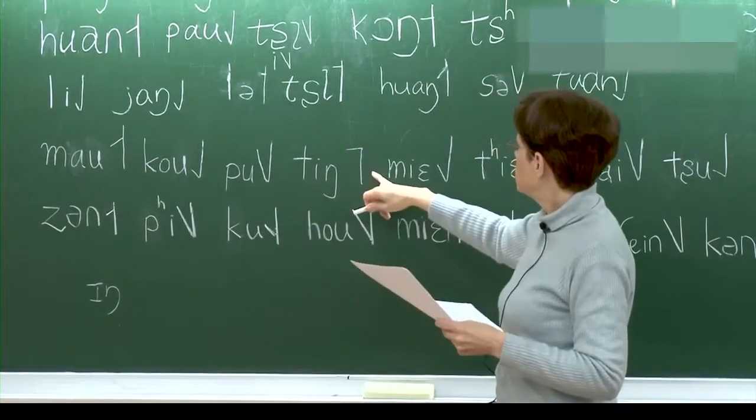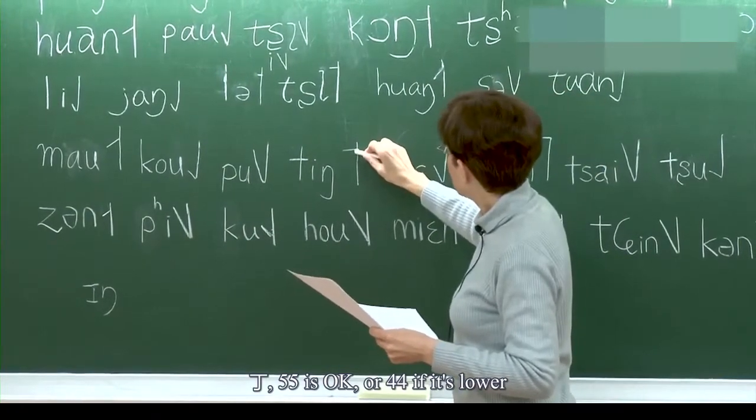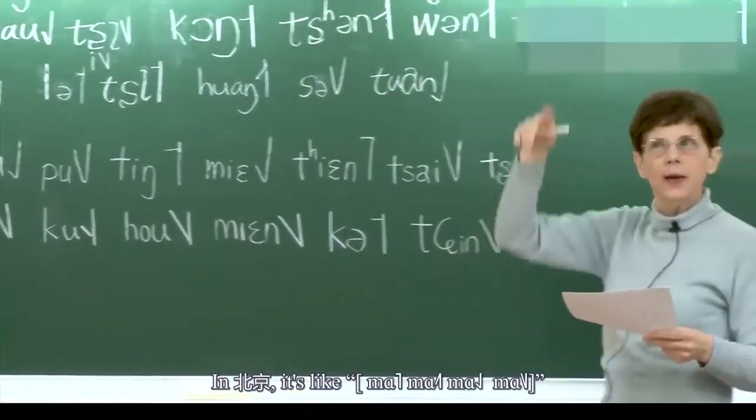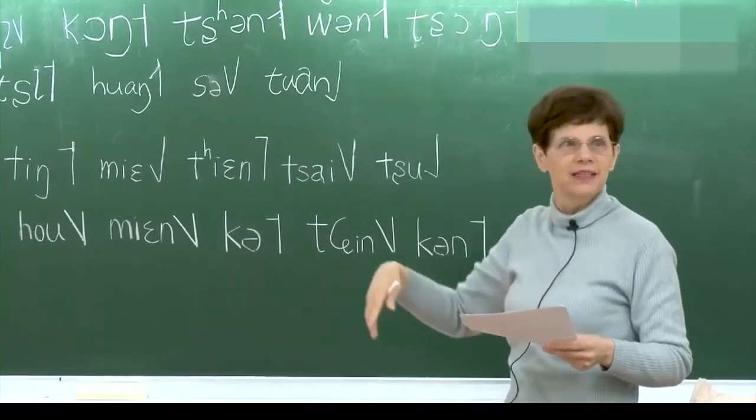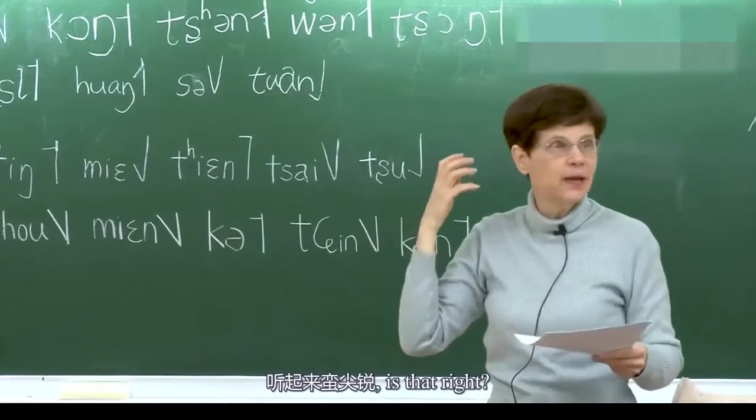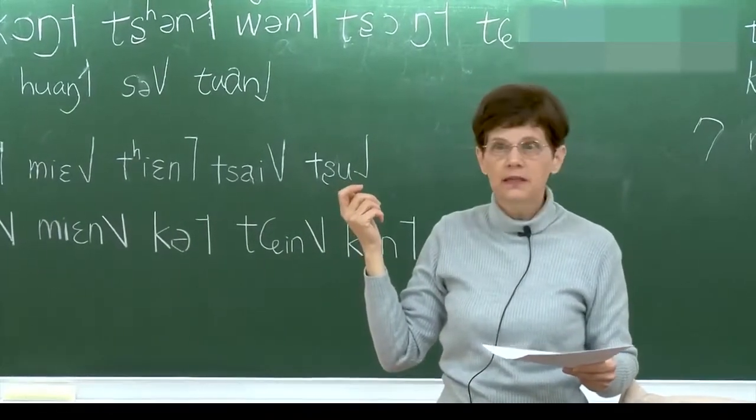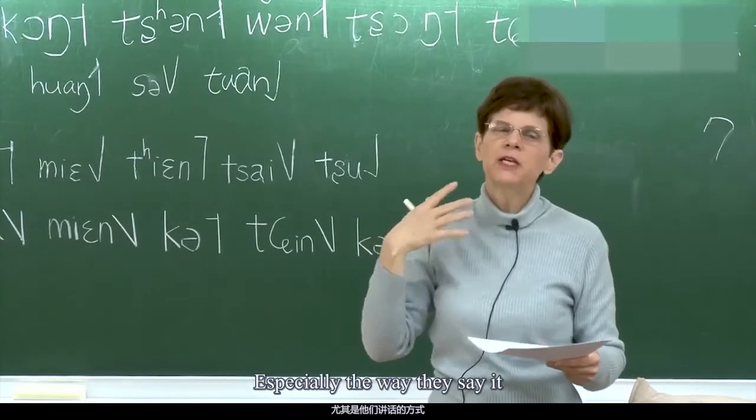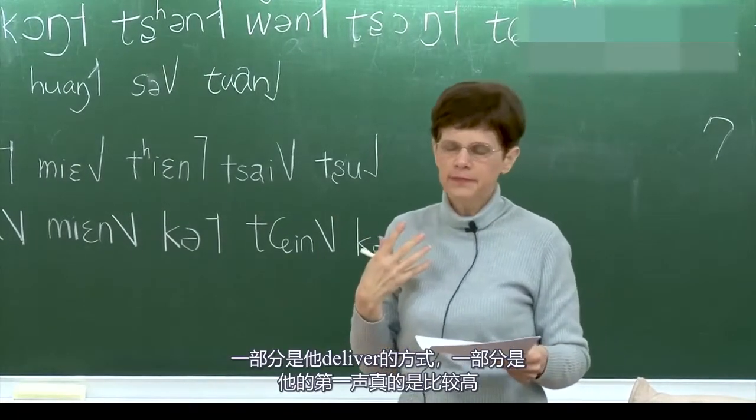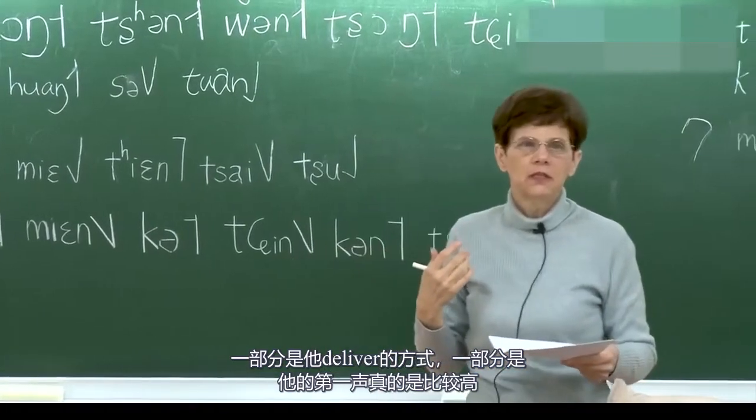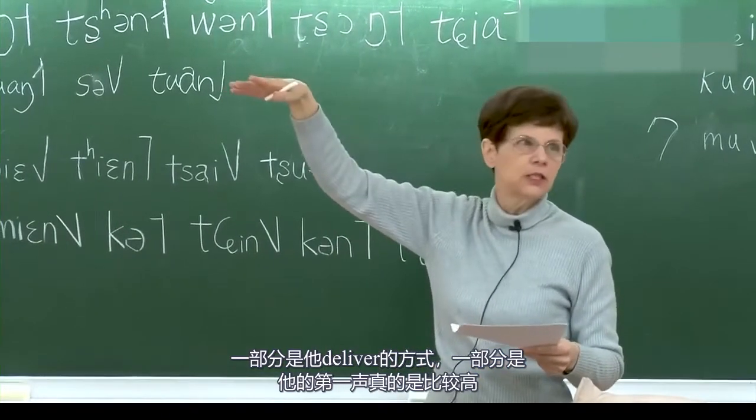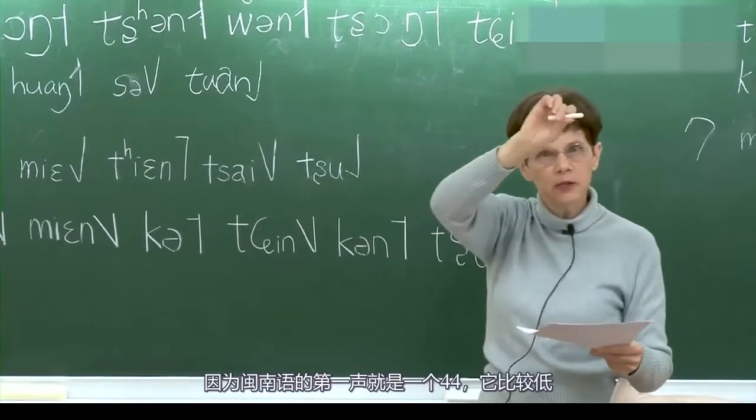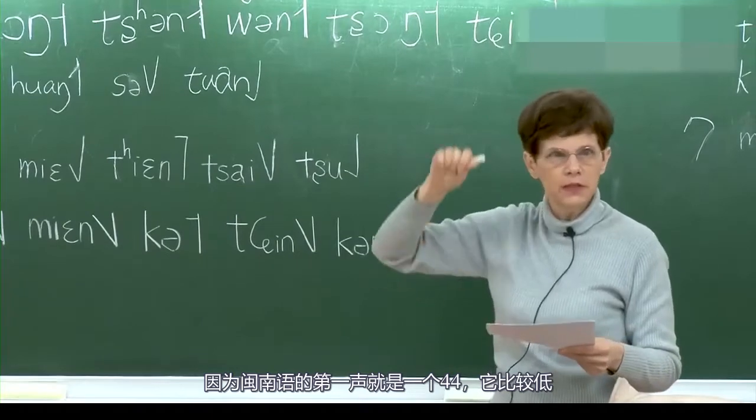Bu is okay. Ding. 5-5 is okay, or 4-4 if it's lower. Taiwan is 真的比较低. In Beijing, it's like ma, ma, ma, ma. So when you hear Beijing Mandarin, 听起来蛮尖锐. Is that right? Yes? 对, that's what people tell me. And to my own ears, too. Especially the way they say it. 一部分是他 deliver 的方式. 那一部分是他的第一声真的是比较高. And this was probably influenced by 闽南语, 因为闽南语的第一声就是一个4-4, 它比较低.